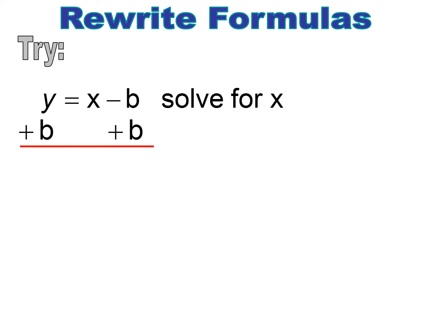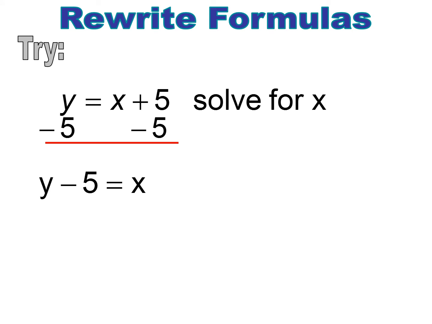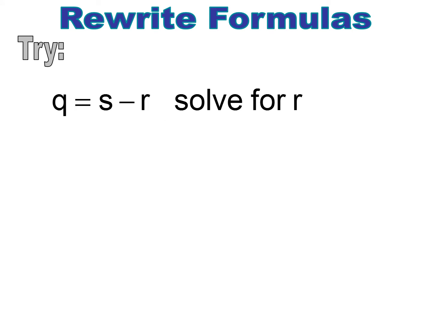So you see here I'm adding b to both sides, and I get y plus b equals x. Pause and try. So you see I'm subtracting 5 from both sides, and I get y minus 5 equals x. Pause and try.